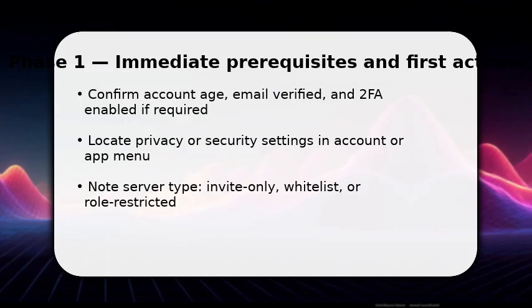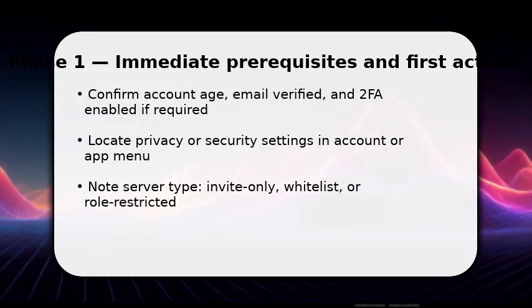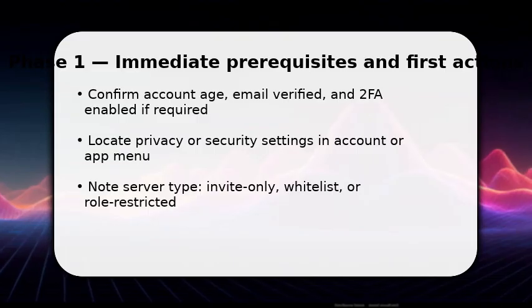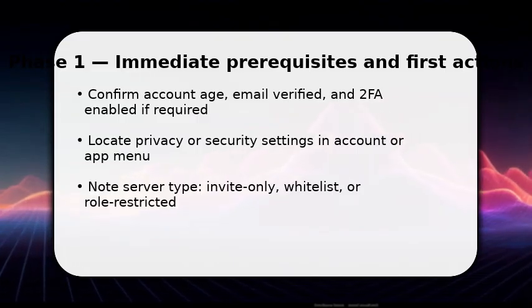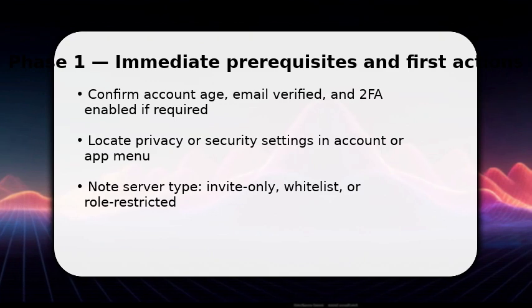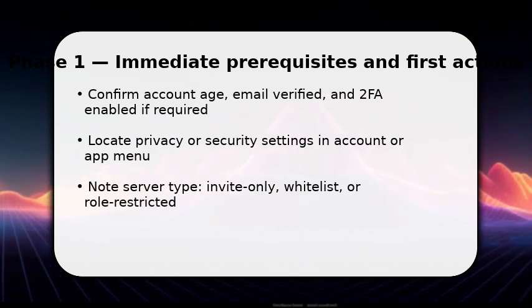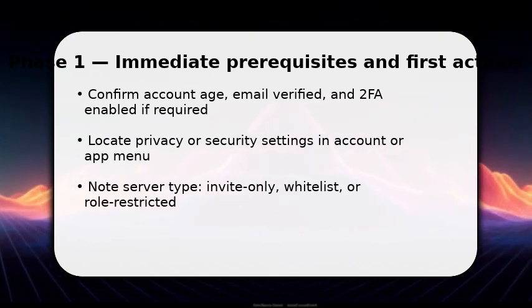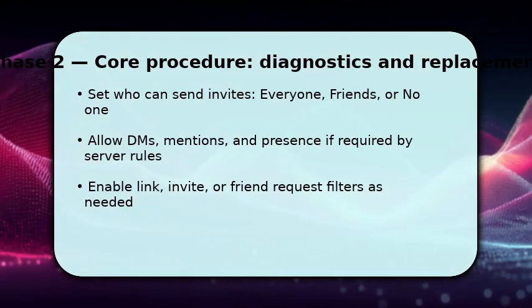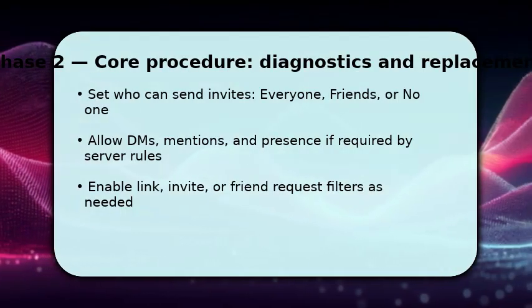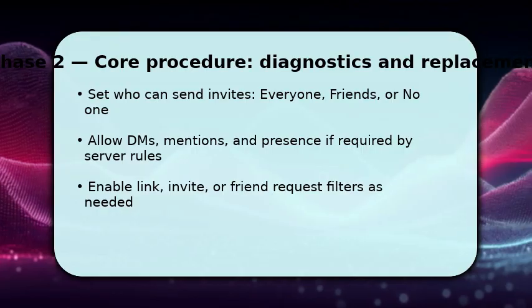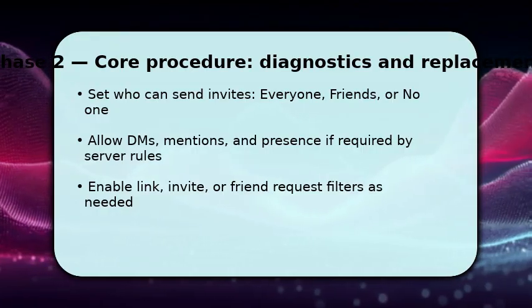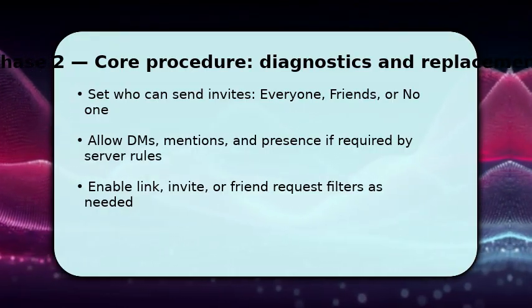Make sure you know the server's access model: invite-only, whitelist, or role-based. These details determine which toggles or approvals you'll need. Now proceed to adjust visibility and message permissions to allow server invitations. Once in privacy, change invite permissions so you can receive server invites. Switch from no one to friends or everyone, depending on risk tolerance.